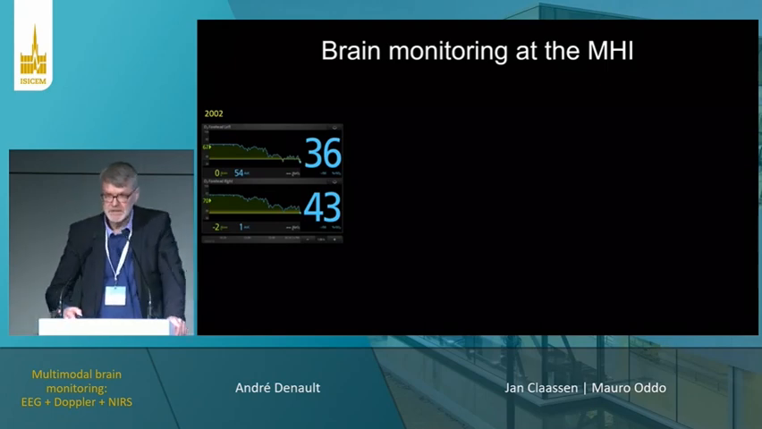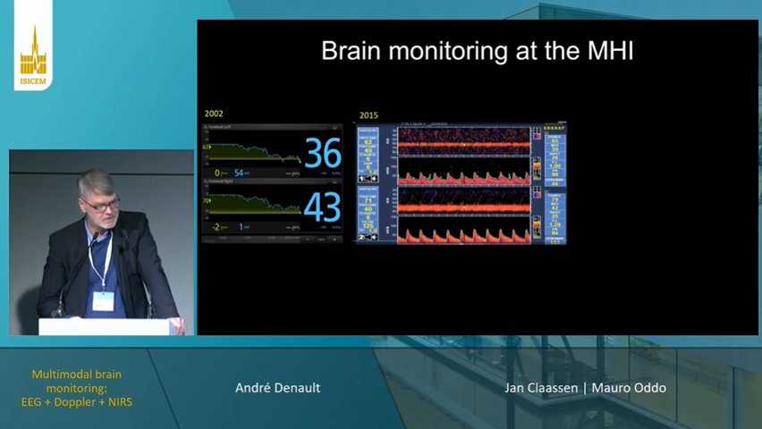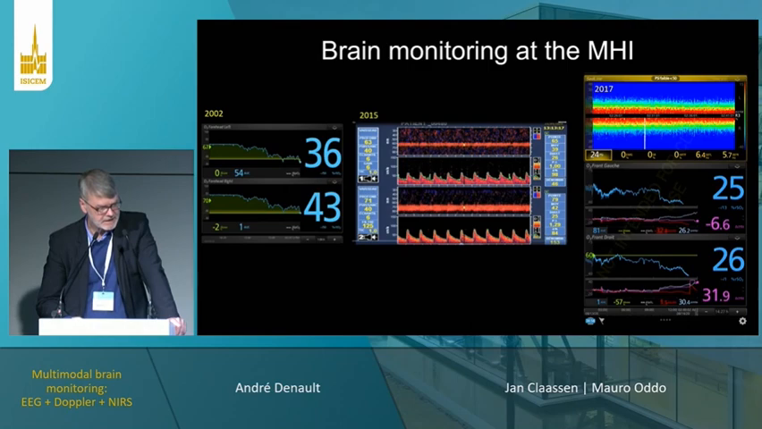So we've been using brain oximetry since 2002 at the Heart Institute. In 2015, we had a transcranial Doppler. And in 2017, we started using processed EEG. In 2020, we now have the ability to combine the processed EEG with second-generation NIRS.